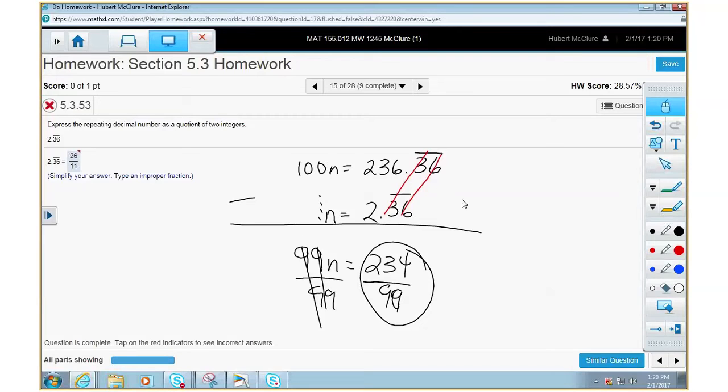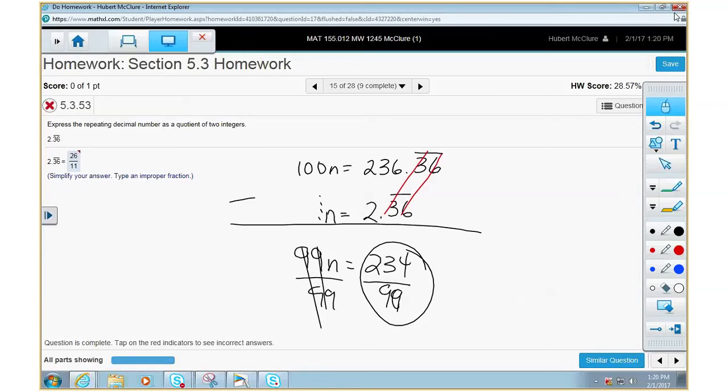1, you write N is equal to whatever number. 2, you multiply that equation by whatever decimal place is taken. This one's the 100th place, so you multiply by 100. Then you subtract the smaller from the largest, and you get this. And then you simplify. All right, that takes care of those two problems.